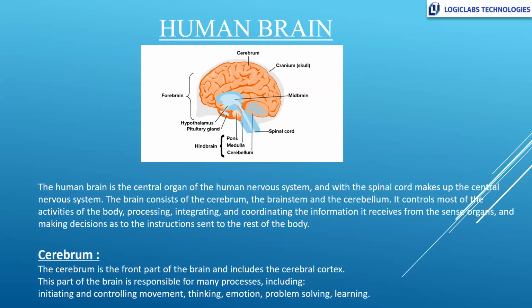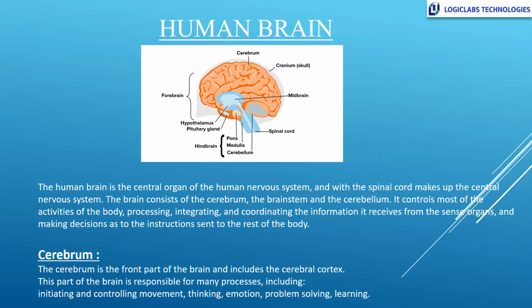As already said, this part is mainly responsible for different processes like controlling and initiating movement, thinking, emotion, problem solving, and learning. There are many things which take place only in the cerebrum. Whatever emotions you have, whether you are happy, sad, emotional, or nervous, all these different kinds of emotions are controlled only because of the cerebrum.